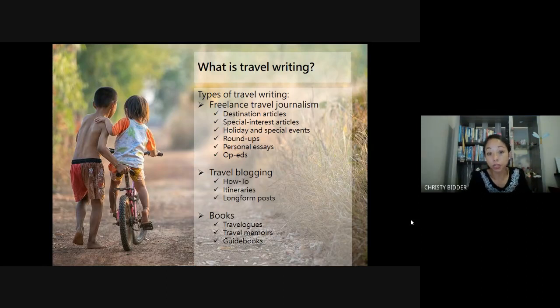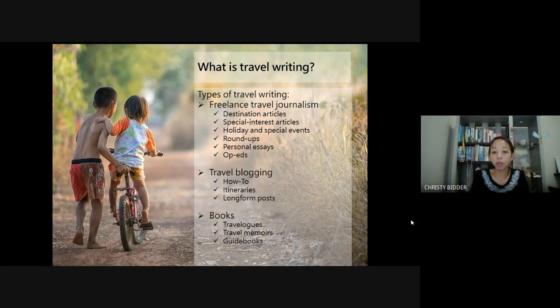Now, books. Books can be travelogues, where authors record their adventures in a way that illustrates or sheds light on the place itself. For example, books like The Great Railway Bazaar by Paul Thoreau and Travels with Charlie, a Dog, in Search of America by John Steinbeck.